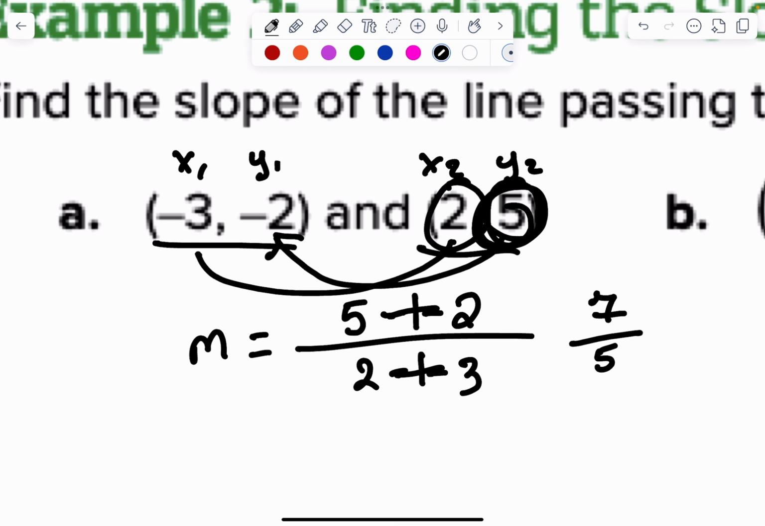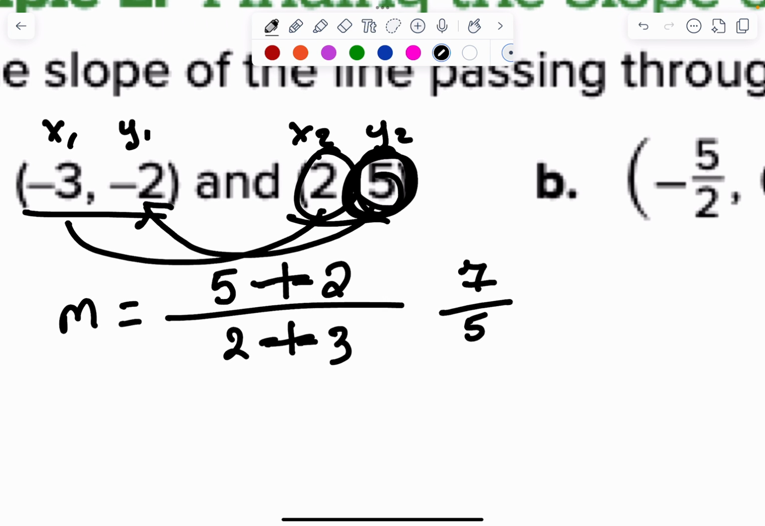Now, when you're doing a slope, don't make this a mixed number. Don't write that as 1 2/5. Leave it as 7 over 5 as your slope. You want to leave it as an improper fraction, okay? So that's what it will look like.